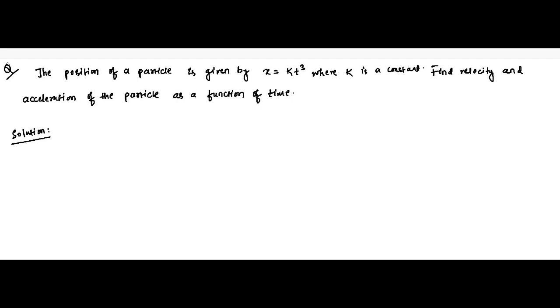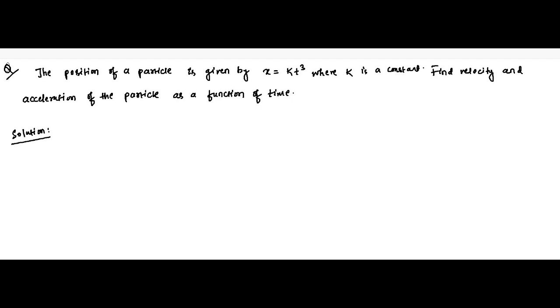So here is another question. It is given that the position of a particle is given by the expression x is equal to kt cube, where k is a constant. We have to find the velocity and acceleration of the particle as a function of time, t.